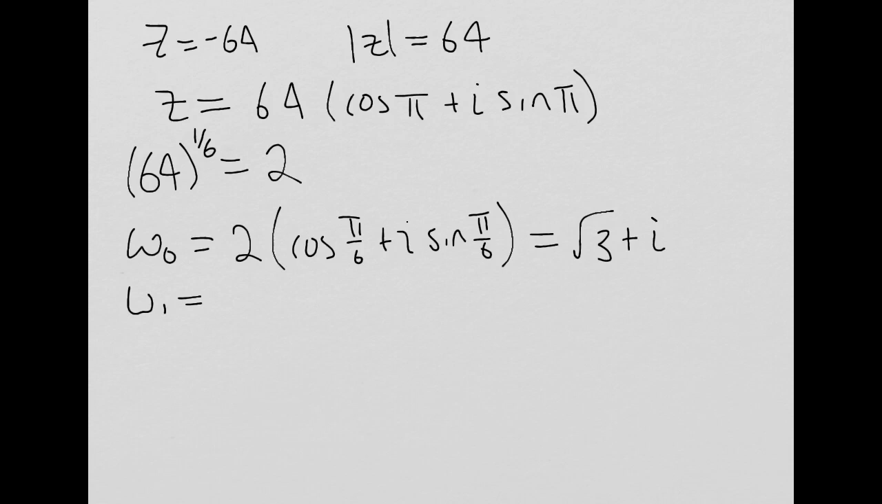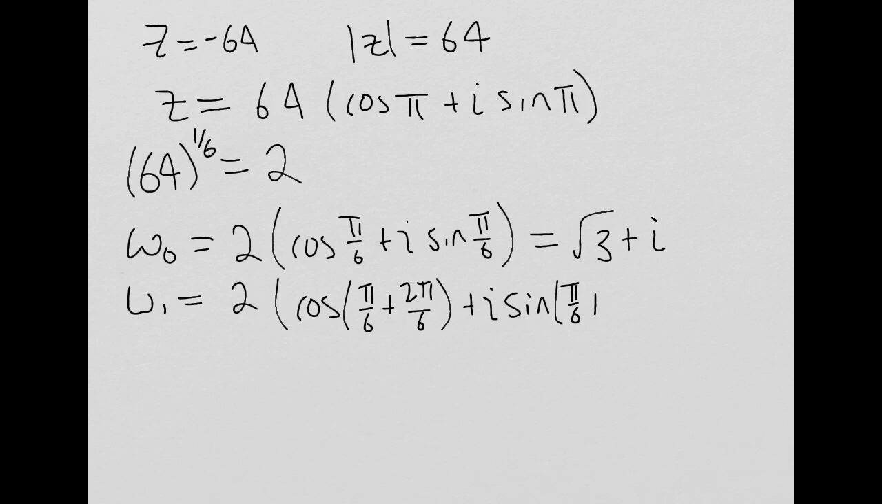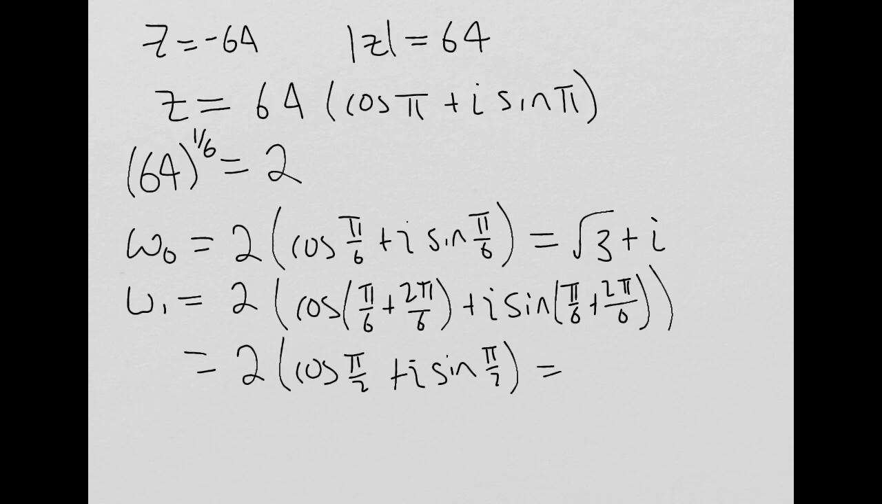w1 is 2. The argument comes, again, from this 6th root of 64, multiplying it by a cosine again. Still going to take pi over 6 for starters, but I need to take that and add 2 pi over 6, plus i times sine of pi over 6 plus 2 pi over 6. And I'll end up with 2 times the cosine of pi over 2 plus i times the sine of pi over 2. We just get 2i.